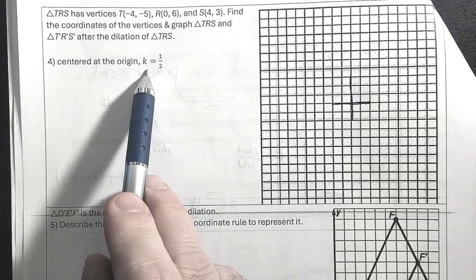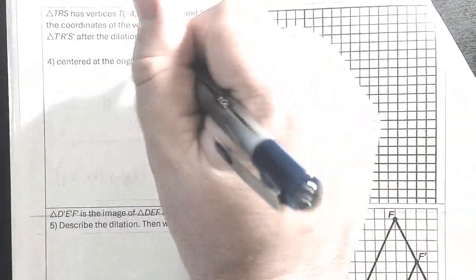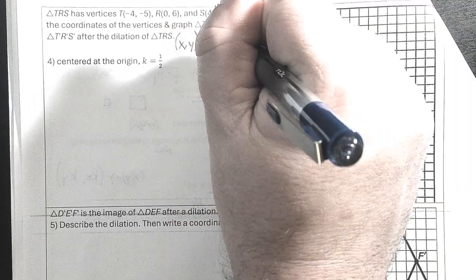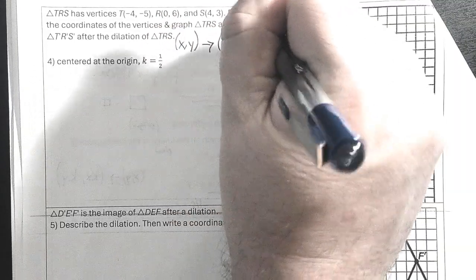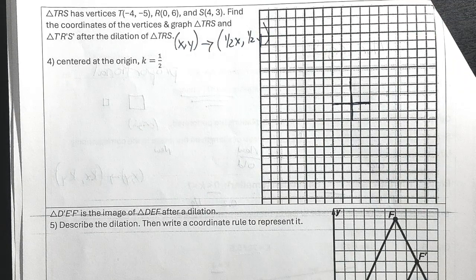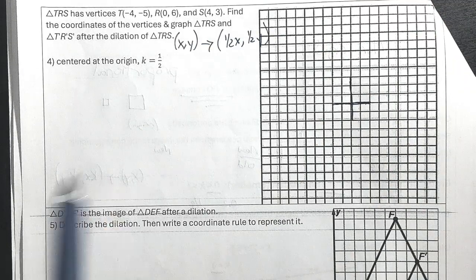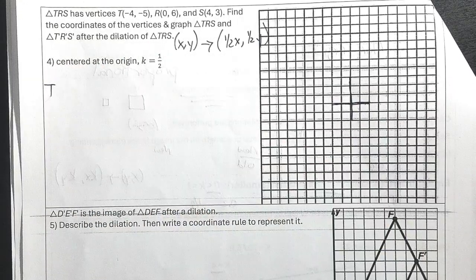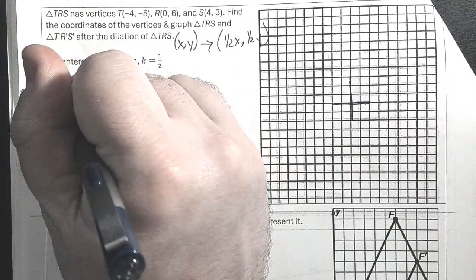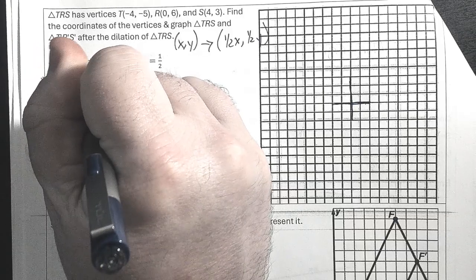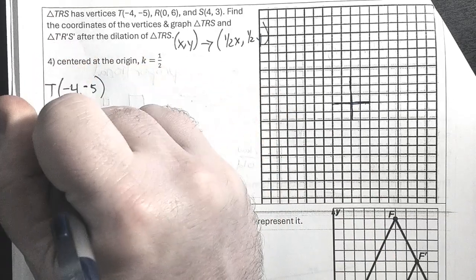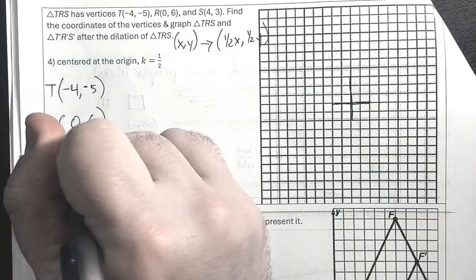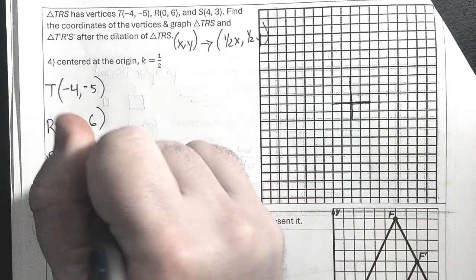So for our coordinate rules here, k is a half, so x comma y is going to be 1/2 x comma 1/2 y. All right, so down here, I'm going to go ahead and do my math, and then we will graph our figures. So T starts out at -4, comma, -5. R is at 0, comma 6, and S is at 4, comma 3.